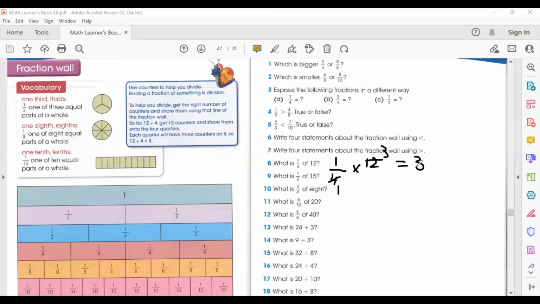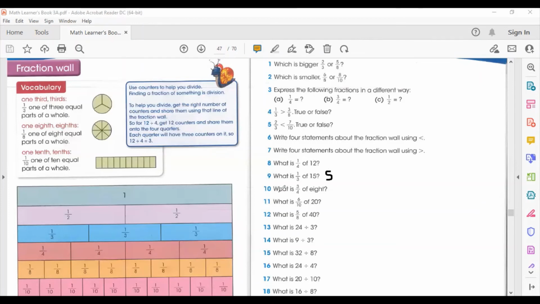What is 1 by 4 of 12? So same like this, you can cut it, you can divide it. The number you can also multiply with up and divide it with 4. 12 multiplied by 1, 12 divided by 4. So in the table of 4, 12 coming? Yes. 4 multiplied by 3 equals 12. Same like this, 15 by 3. In the table of 3, 15 coming? Yes, 3 multiplied by 5 equals 15. So 5.